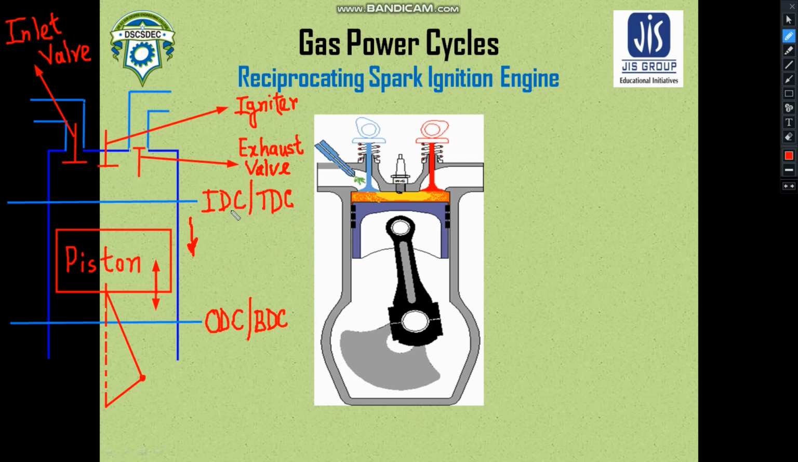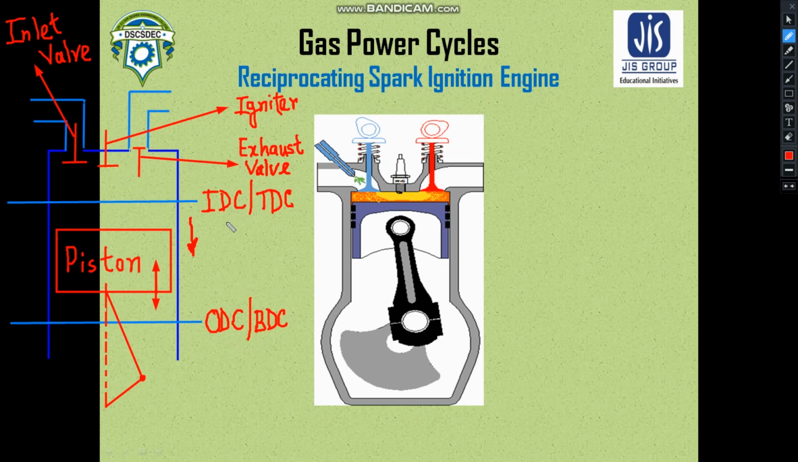Now what is this IDC and what is this TDC? IDC is the inner dead center and TDC is the top dead center. ODC is outer dead center, BDC is bottom dead center. So these are the points by which you can limit the maximum possible expansion and the compression of a cylinder. Okay, so this piston moves between TDC and BDC.